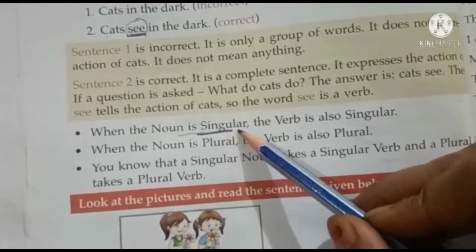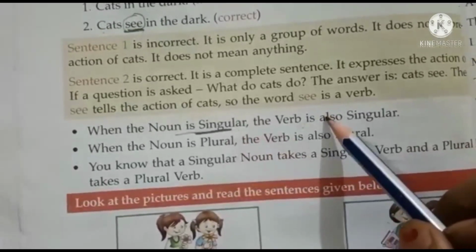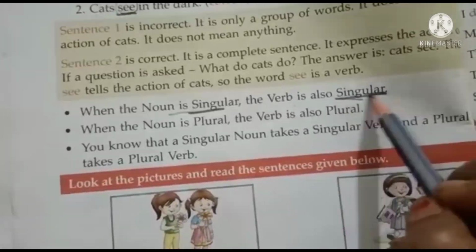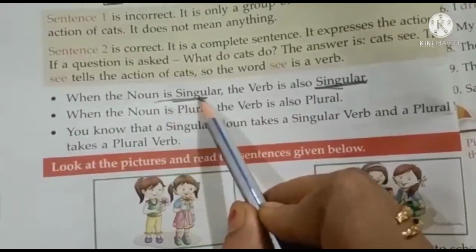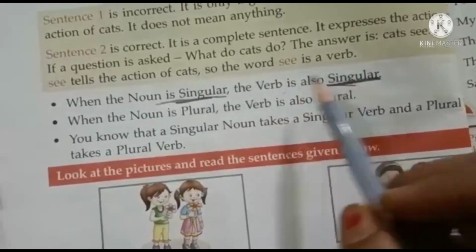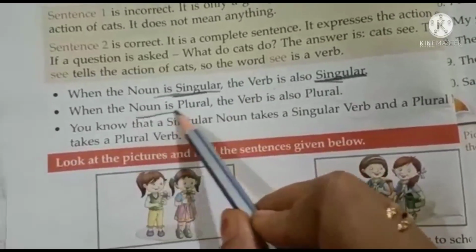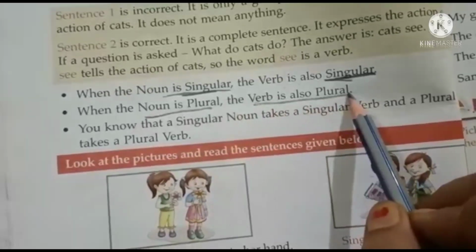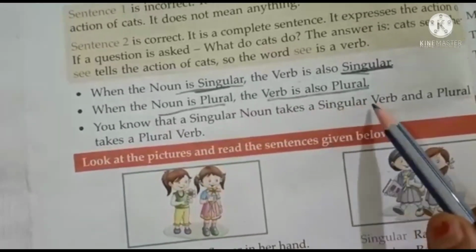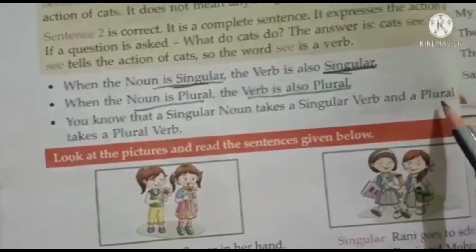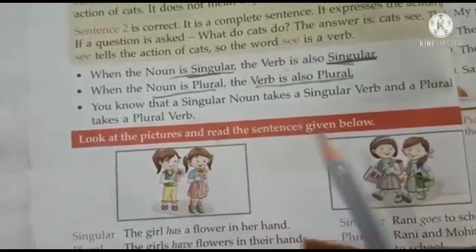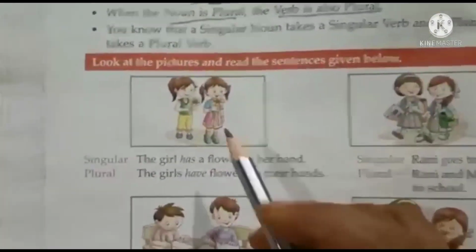When the noun is singular, the verb is also singular. This is an important point children, you have to note it down. When the noun is singular, the verb that is written in the sentence will be singular. And if the noun is plural, the verb is also going to be plural. You know that a singular noun takes a singular verb and a plural noun takes a plural verb. How? Let us see the examples, then you will understand.